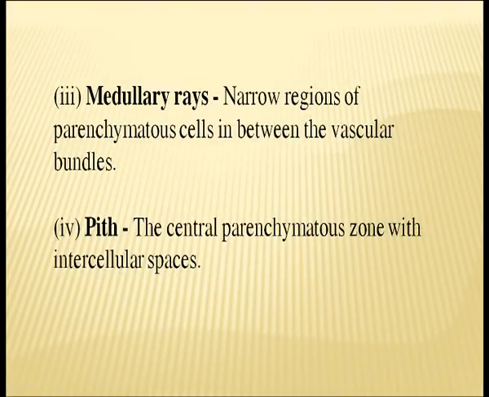Next, last is the pith. I showed you the pith in the sample. It is the central parenchymatous zone with intercellular spaces, loosely packed cells, not hard packed cells. Now, let us move to the monocot stems. You understand the difference between a dicot stem and a monocot stem.